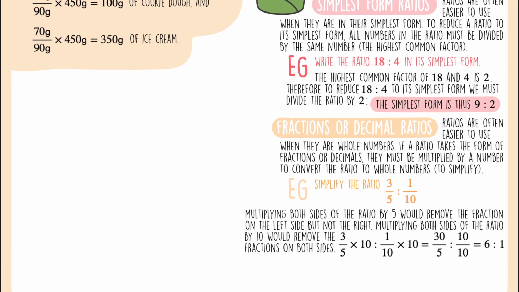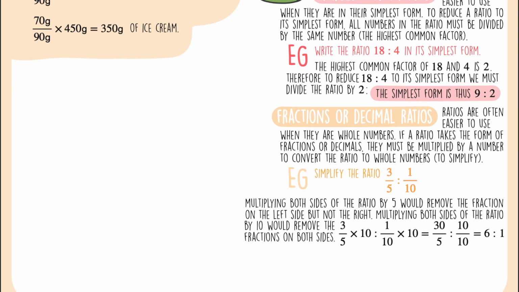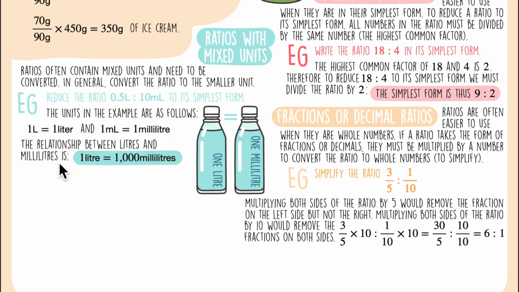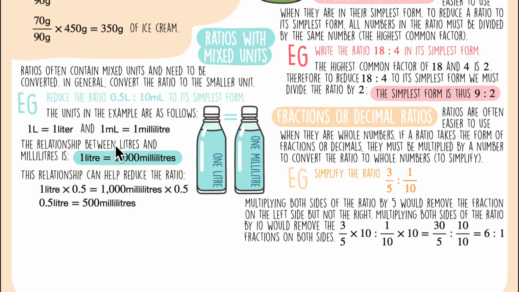Another way to simplify ratios is when they have mixed units. So here in this example, we're asked to reduce the ratio 0.5 litres to 10 millilitres to its simplest form. First thing I like to do is write out the units. So 1 L is 1 litre and 1 ml is 1 millilitre. Next thing I write out is the conversion. So 1 litre is equal to 1000 millilitres. Using this relationship, we can convert the litres to millilitres.